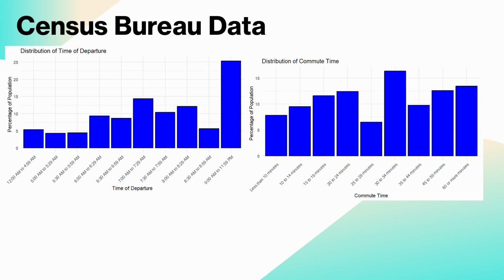Departure times and commute times are a little bit different. Obviously, most people, as you can see, are going to leave between 9 and noon to go to work, and a few smaller groups leaving earlier than that. And then the commute times, you can see it's pretty even actually, with the exception being the strange drop for 25 to 29 minutes.